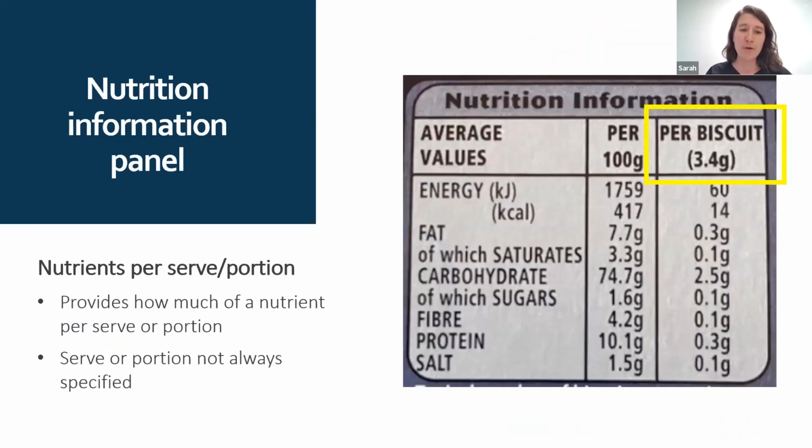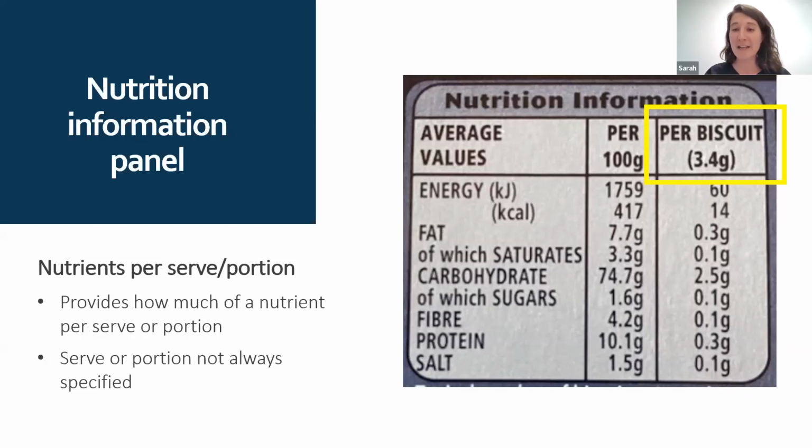Nutrients per serve and per portion. As I mentioned, this provides the amount of nutrient per serve or per portion of the product that the label is on. It's not always specified. Some manufacturers don't include it. But in this example, it could be quite helpful because you might not eat 100 grams of biscuits. That might mean it's a couple of biscuits and a bit. You're more likely to eat them as individual biscuits. So for each biscuit, you'd be able to tell how much fat, how much carbohydrate or sugars, protein and salt were in each biscuit. And these are points that are important.